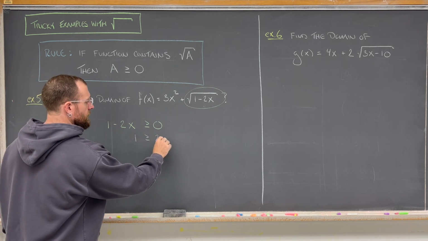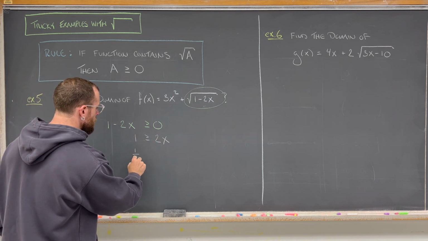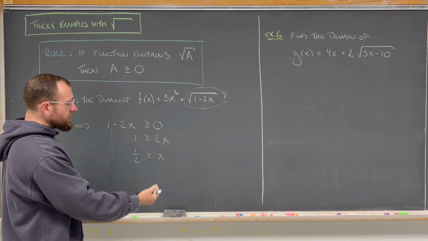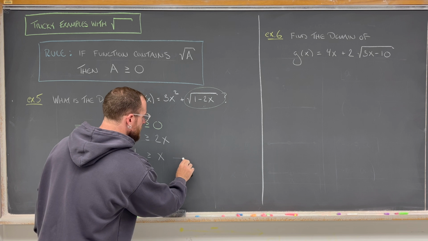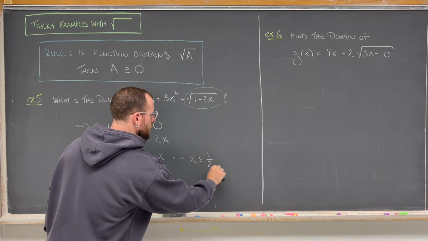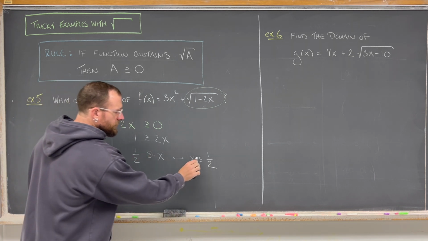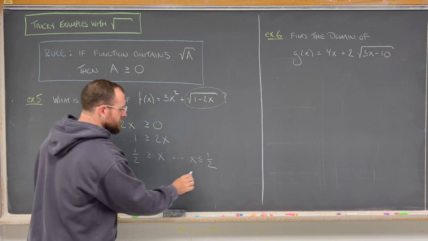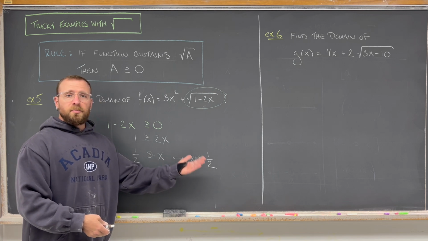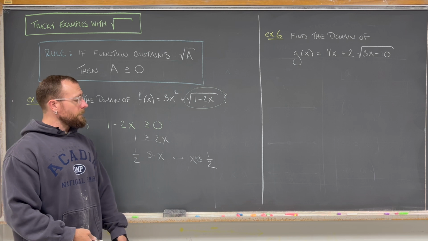So I find out that 1 is greater than or equal to 2x, and if I divide both sides by 2, I find out that 1/2 is greater than or equal to x. And by the way, that's the exact same thing as saying x is less than or equal to 1/2. Okay? Again, the hungry fish is eating the larger number. And in both cases, the fish is eating the 1/2. So 1/2 is bigger than x, x is smaller than 1/2.